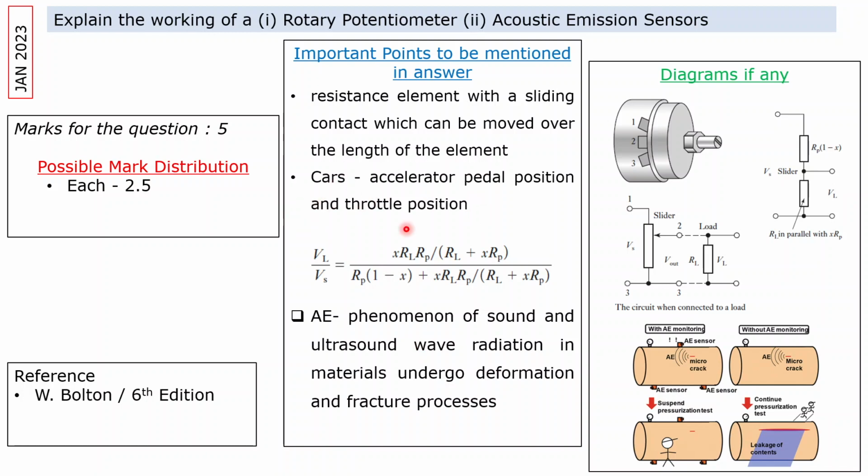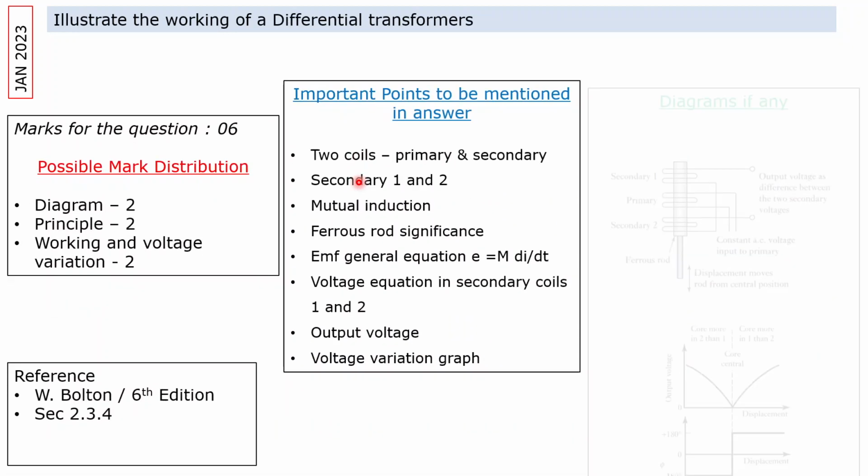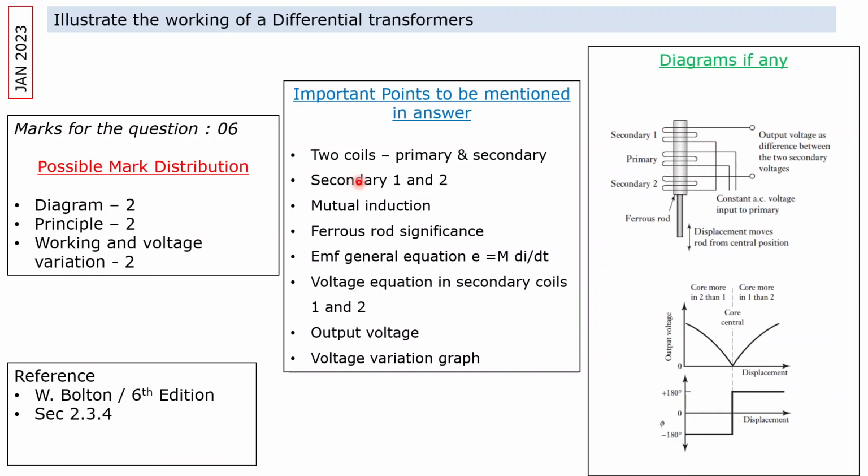The application of this potentiometer is that in cars it is used in accelerator pedal position and throttle position, and acoustic emission is used for the pressure testing of steel manufactured tanks. Now illustrate the working of a differential transformer. This is again a repeat question. You can mention the working of an LVDT here. The question carries 6 marks: diagram 2 marks, principle 2 marks, working and voltage variation 2 marks.